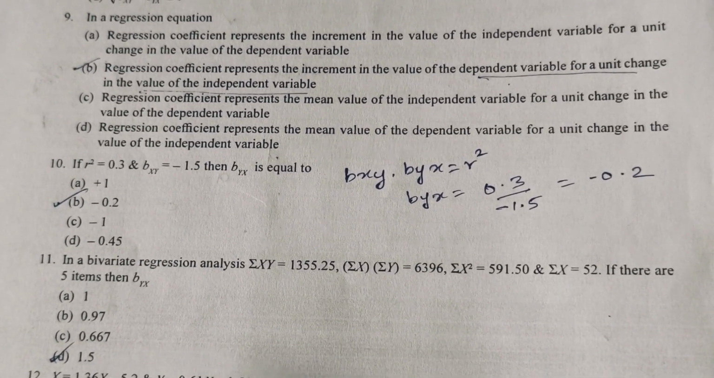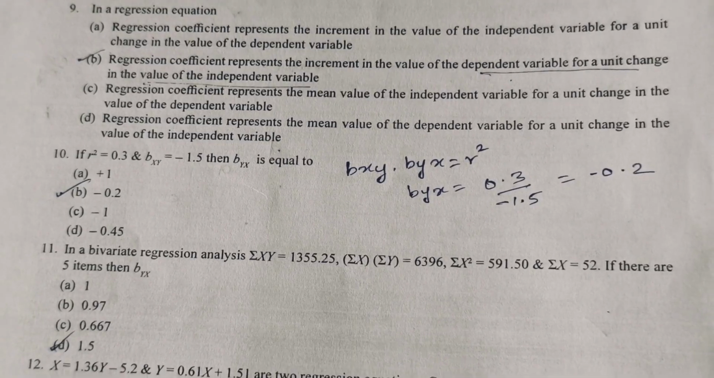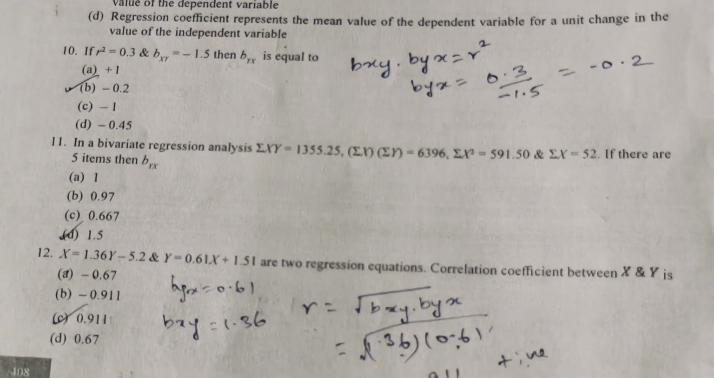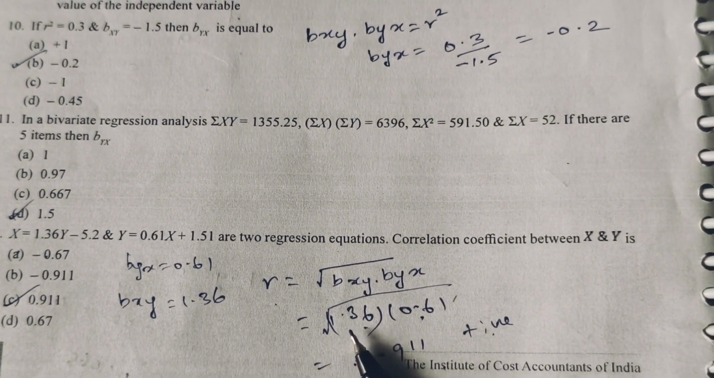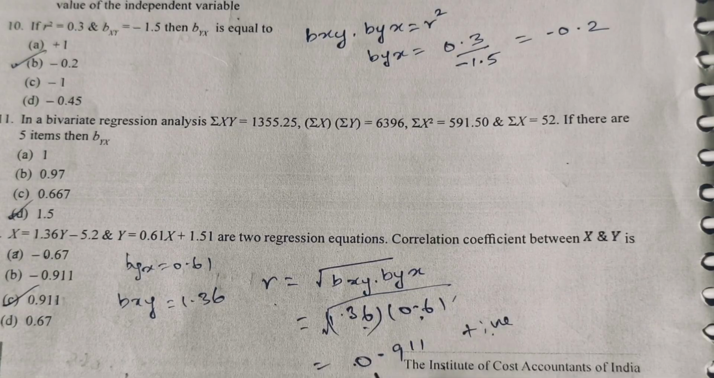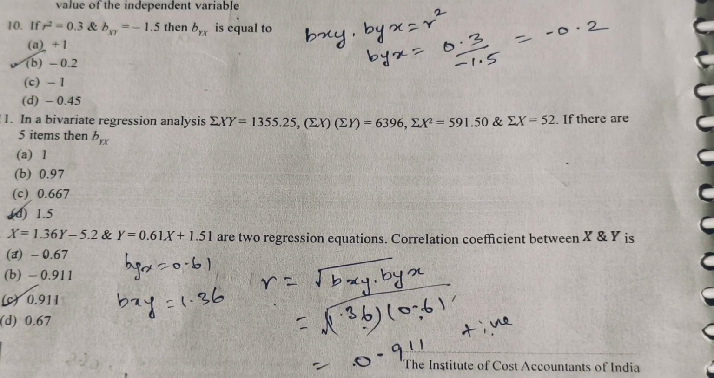You can find byx and bxy. bxy is 1.36, byx is 0.61, r is equal to root of 1.36 into 0.61, that is 0.911. Since both are positive, r is also positive, so it is positive 0.911.